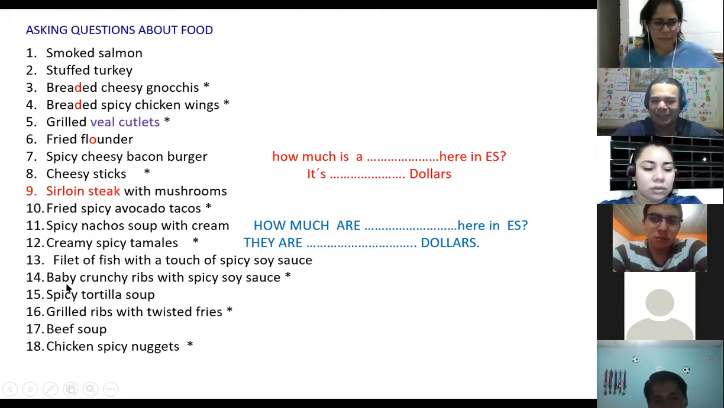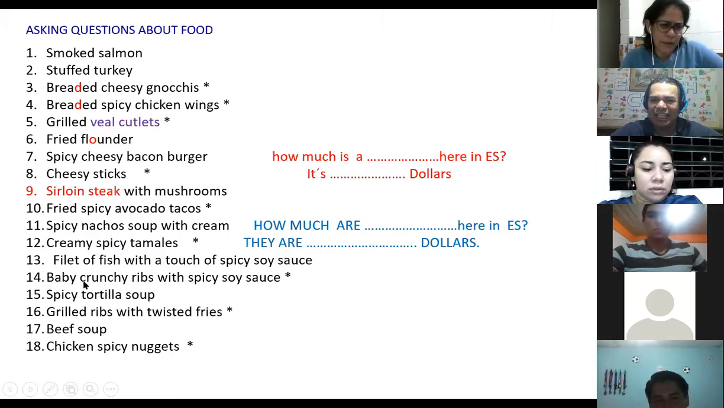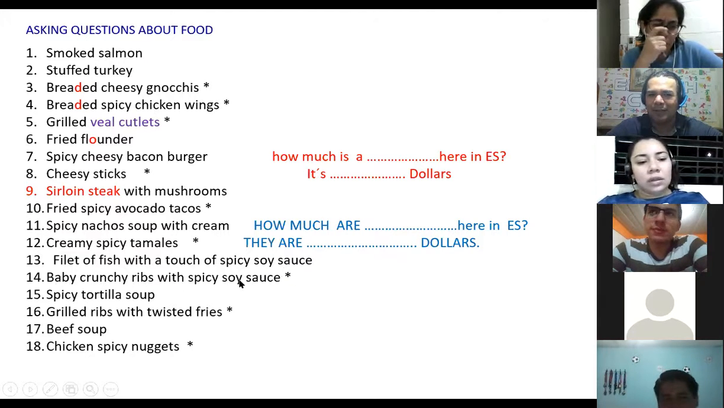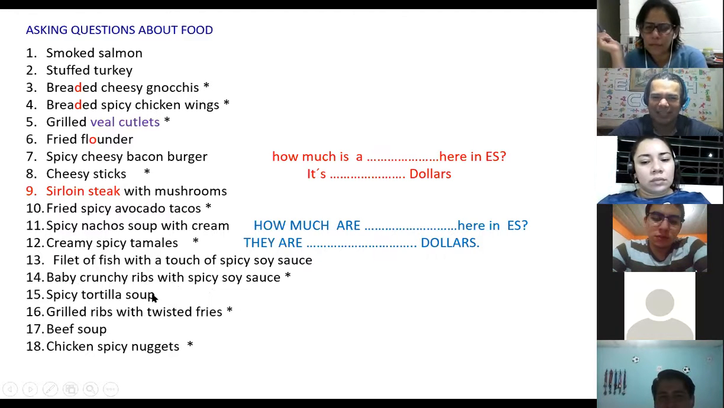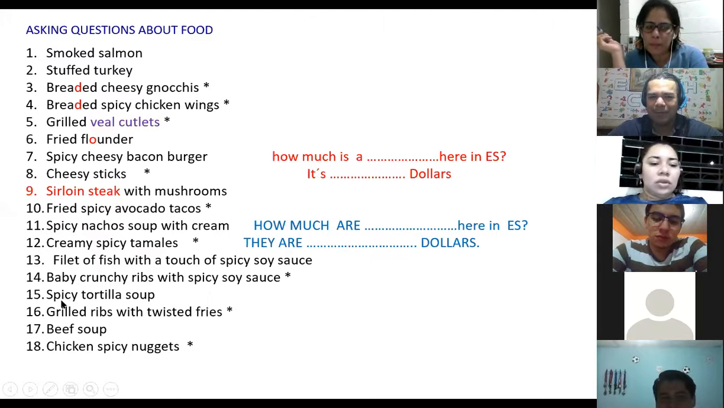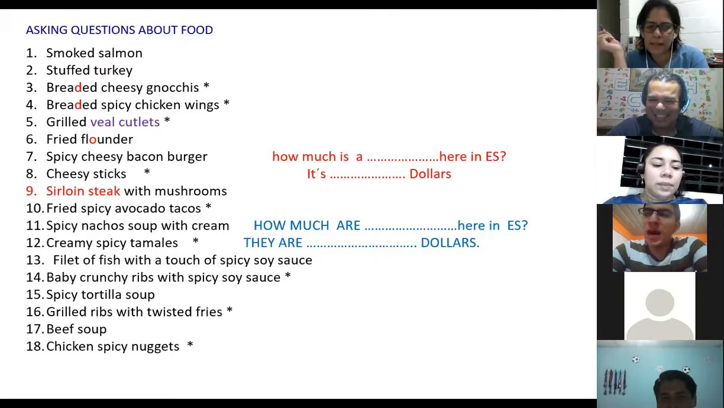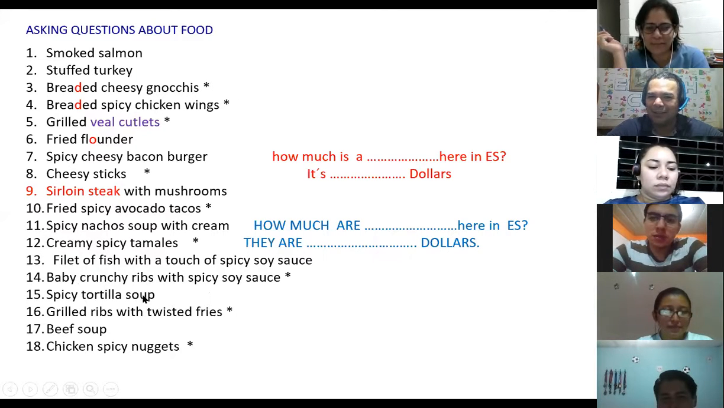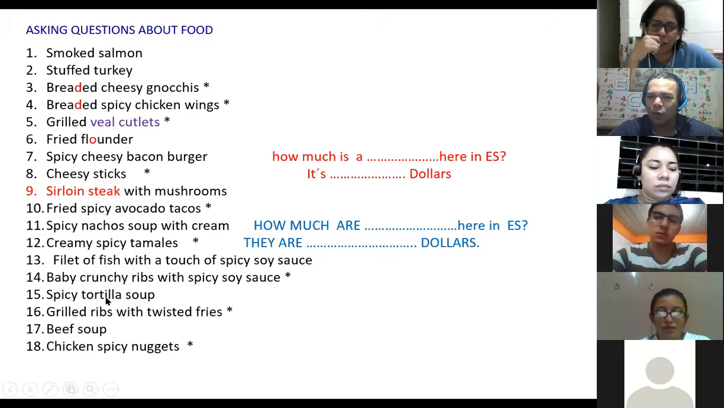Next one, 14. Baby crunchy ribs with spicy soy sauce. Correct. Okay, costillas. Costillas tiernitas con un toque de salsa de soya picante. Yes, correct. 15. Spicy tortilla soup. Perfect. Sopa de tortilla picante. Good.